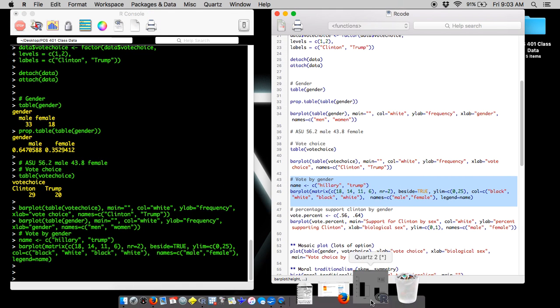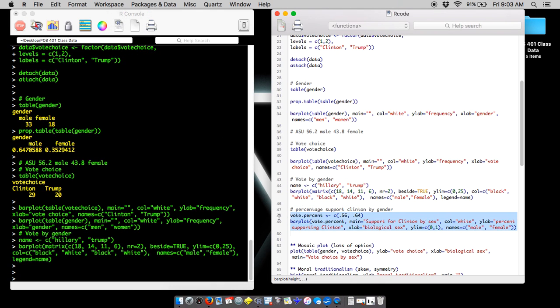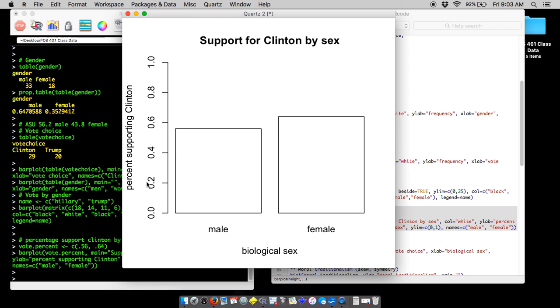Now, that figure doesn't really tell us if women, say, are more likely to vote for Clinton and men are more likely to vote for Trump. What we want to do is change that into a percentage or a proportion, right? So what I've done here is change it into a percent. So now the y-axis is changed. Instead of a frequency, it's the percent supporting Clinton.